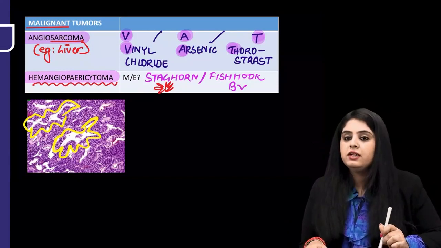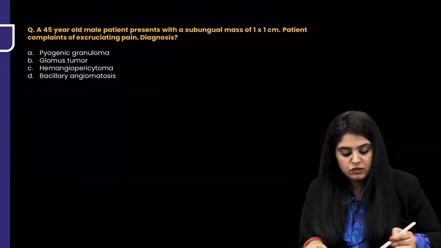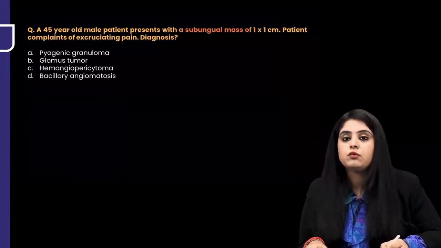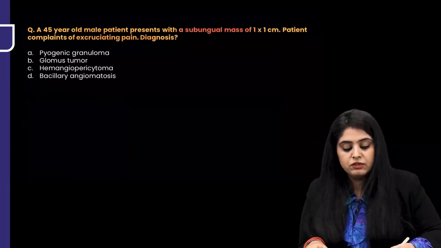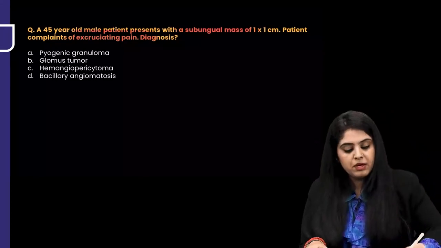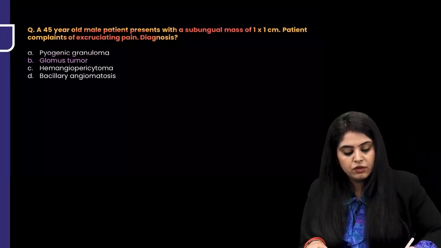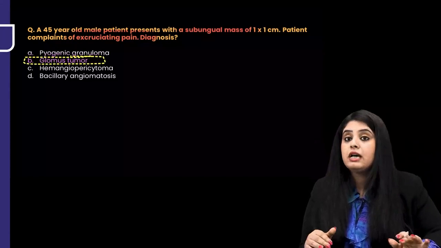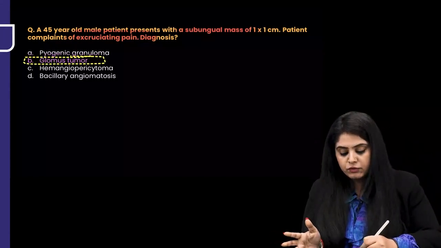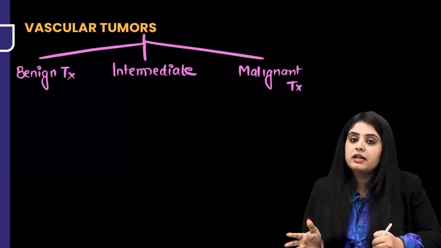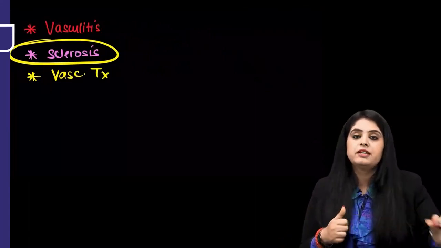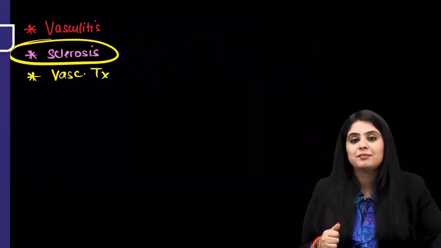I'm going to ask you a very quick question. Let's see how many of you were listening to me. There's a 45-year-old male patient who presents with a subungual mass of 1 by 1 centimeter and the patient complains of excruciating pain. Both the buzzwords are there. There's pain and there is a subungual mass, means we are dealing with a case of glomus tumor. There is no doubt about this, right? Well, that was a quick revision question so that you're sorted. Vascular tumors are done, which also means, guys, all your blood vessel review is over. You can jump up to the next chapter quickly, and that is going to be cardiac pathology.